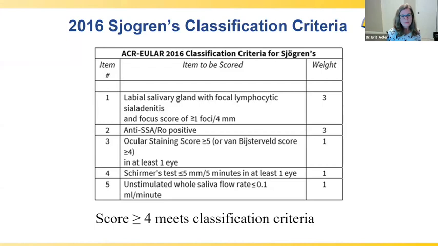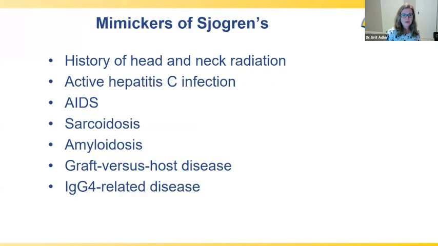And then you get a point for having a high ocular staining score, an abnormal Schirmer's test, or an abnormal salivary flow rate. And so if you have a score greater than or equal to 4, after factoring in all of these weighted scores, then you meet classification criteria. And so you can see that it's heavily weighted towards having an abnormal biopsy or having a Rho antibody.